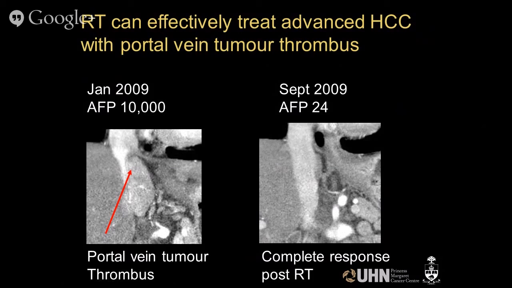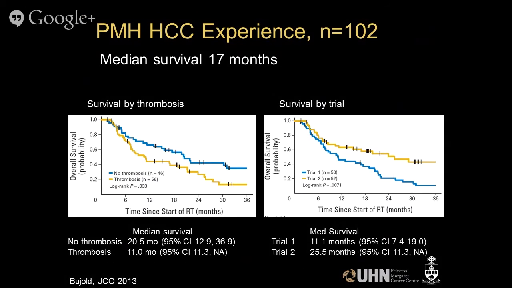Radiation can also effectively treat hepatocellular carcinoma with portal vein thrombus, and this is an example of a patient with relatively marked disease, and here's an example of the tumor invading the portal vein, very high alpha-fetoprotein, the tumor marker, and following radiotherapy, reduction in the tumor marker, and also a complete response following radiation. And just one slide summarizing our own experience, and many others have also reported impressive outcomes following radiation for HCC with portal vein thrombus. Our experience, updated by Alexis Bugeaud in JCO recently, showed median survival of 17 months.